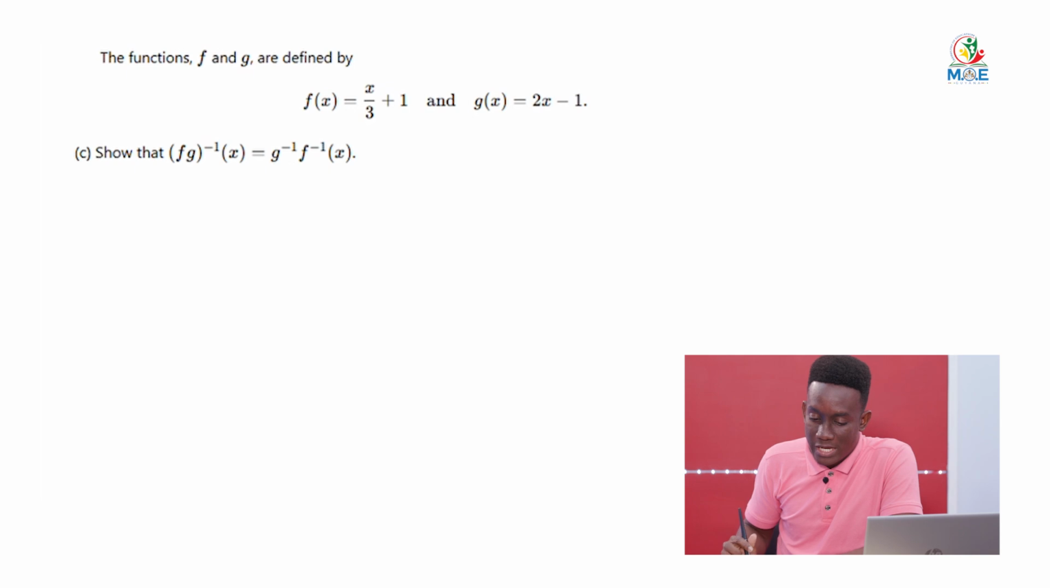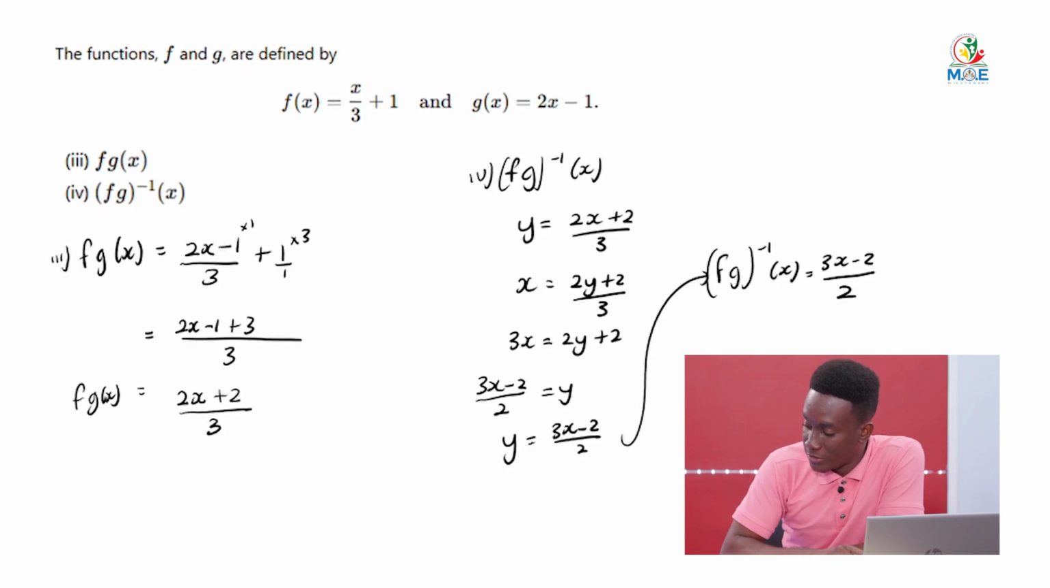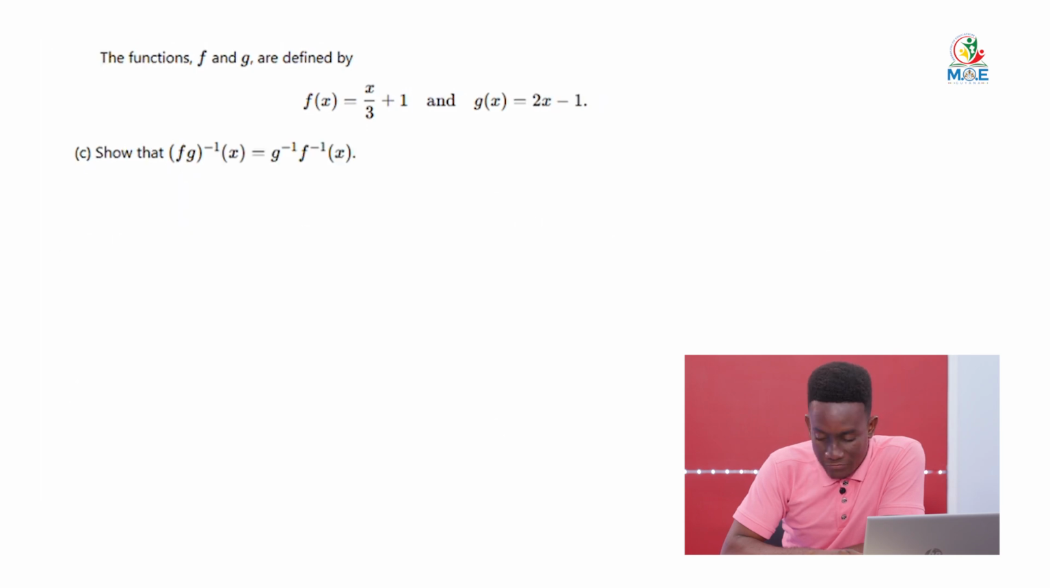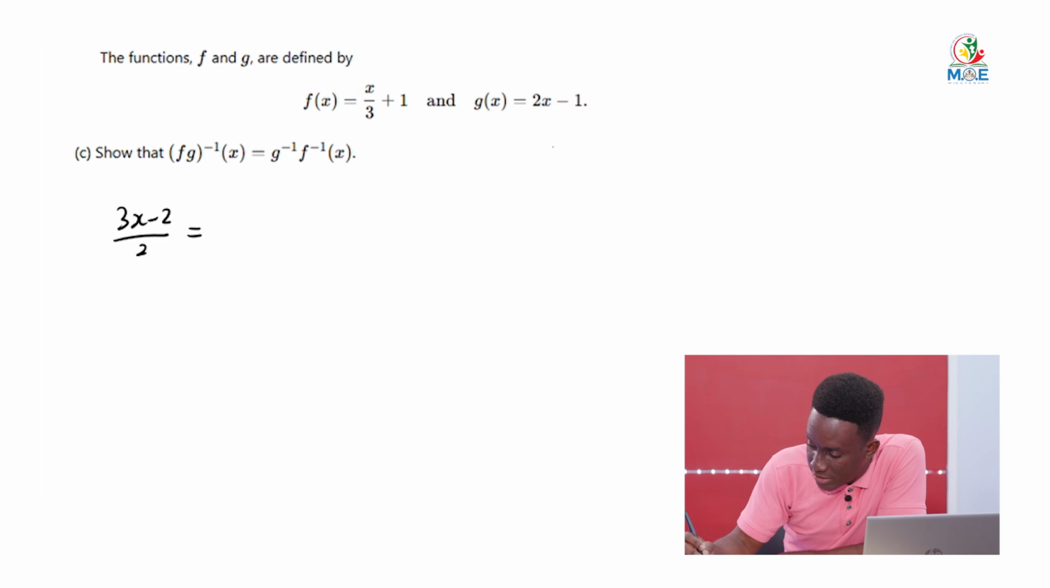And the last question then asks us to show that fg inverse of x, which is the thing that we just found, is equal to g inverse f inverse of x. So let's write back fg inverse of x. So fg inverse of x would be (3x minus 2) all divided by 2, which is equal to, so let's write down what g inverse of x is. So we found that earlier.